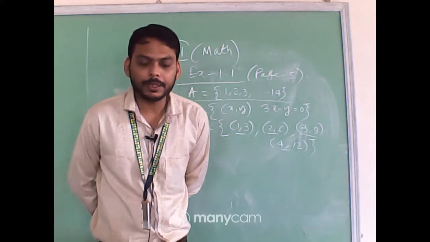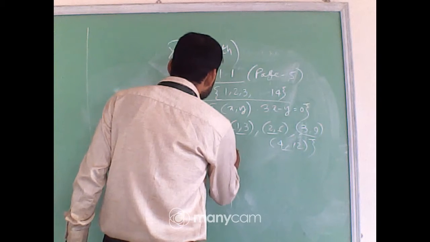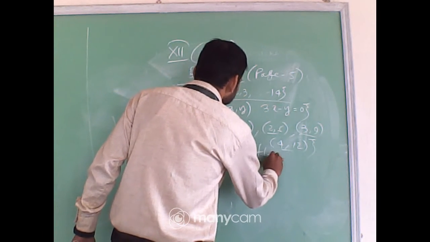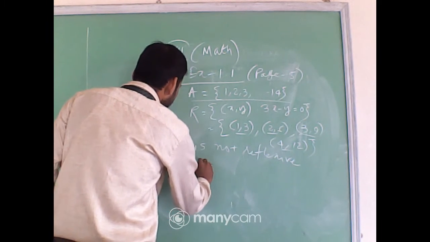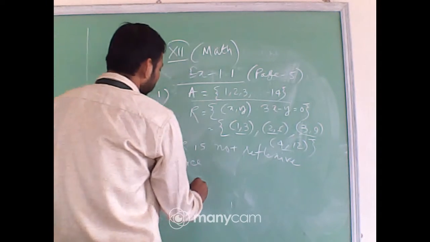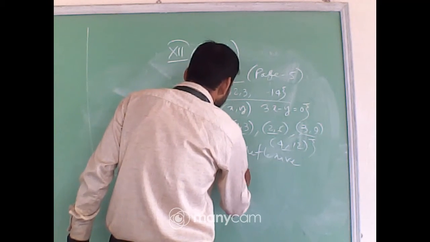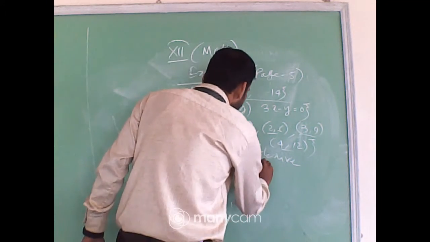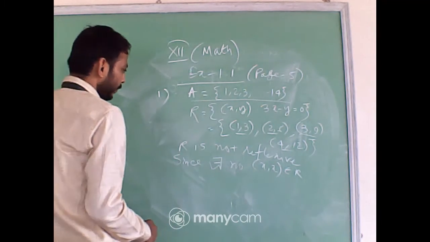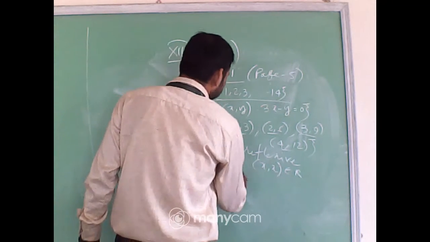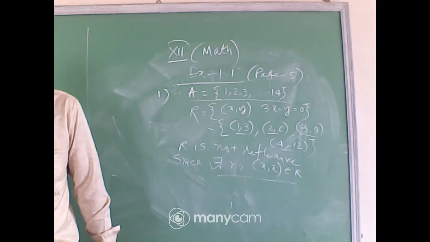This one is not reflexive. R is not reflexive, since there exists no x comma x belonging to R. There exists no such pair. That's why this is not reflexive.